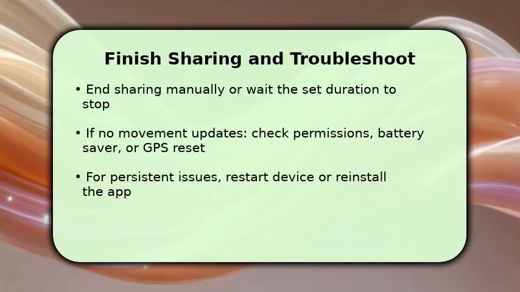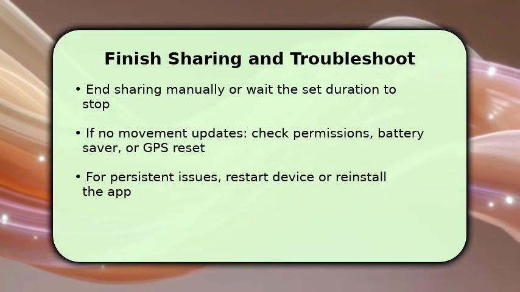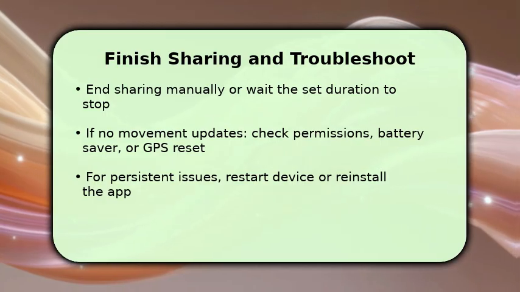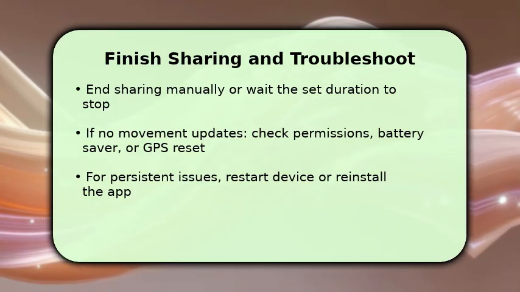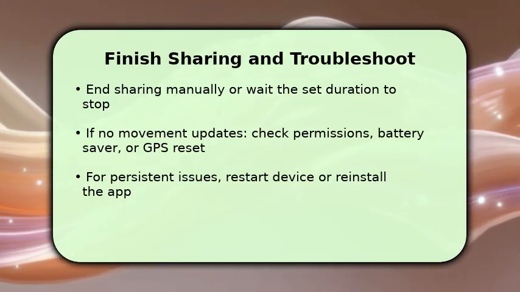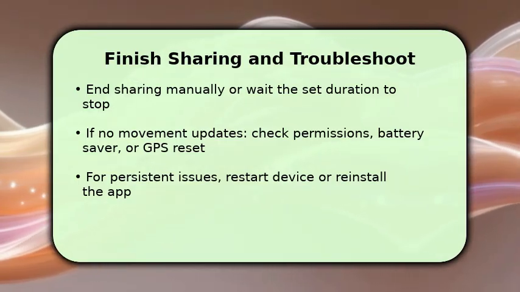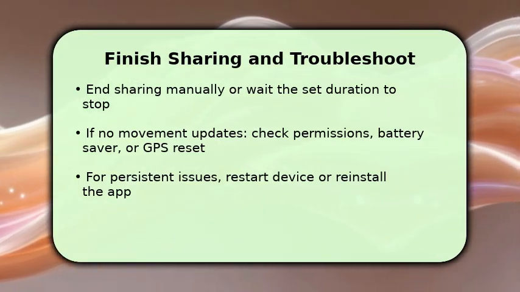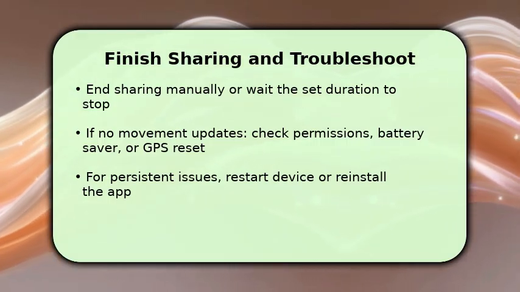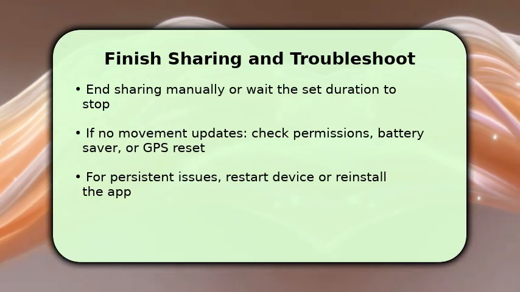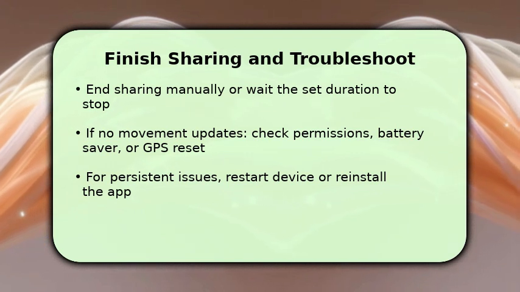To finish, stop sharing manually in the app or let the chosen duration expire. This removes continuous updates. If tracking stops prematurely, first check app permissions, disable battery saver and background restrictions, and ensure location is set to high accuracy. These commonly block updates. If problems persist, restart the device to refresh GPS or reinstall the app to clear corrupt settings. One troubleshooting tip: if location shows as stationary, walk a short distance to force a GPS recalculation before deeper diagnostics.